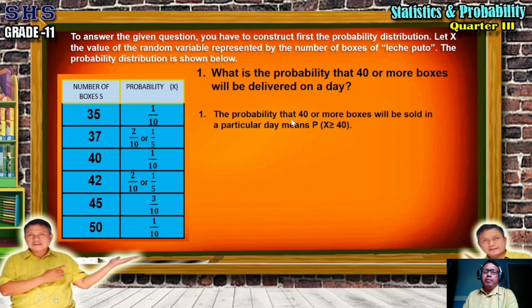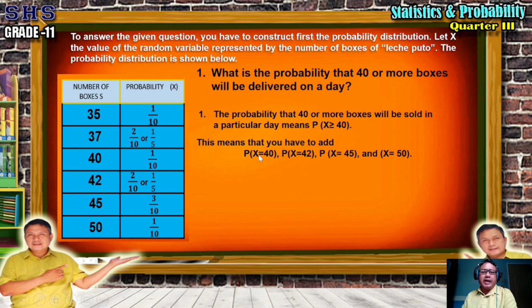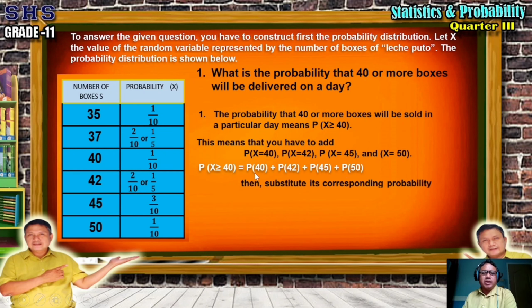So again, the probability that 40 or more boxes will be sold in a particular day means P of X is greater than or equal to 40. Now, ulitin ko, so ang hahanapin natin ay ang P of X is equal to 40, P of X is equal to 42, P of X is equal to 45, and P of X is equal to 50. So the next step, of course, get the sum using our illustration here. So substitute the corresponding probability to start with. So we have 40 is 1 over 10. Okay, then 42 is we have 2 over 10.